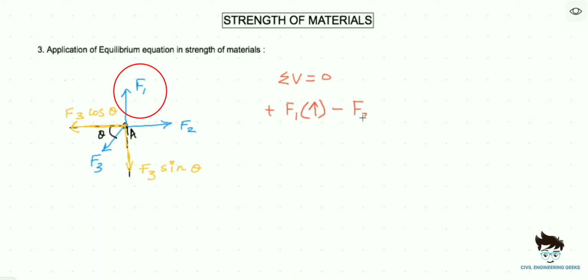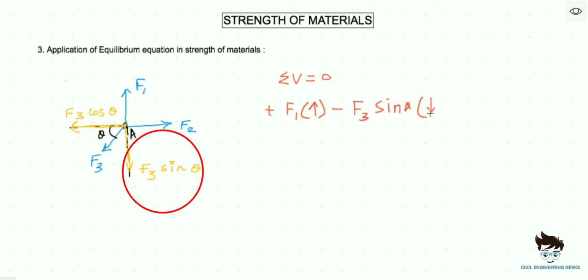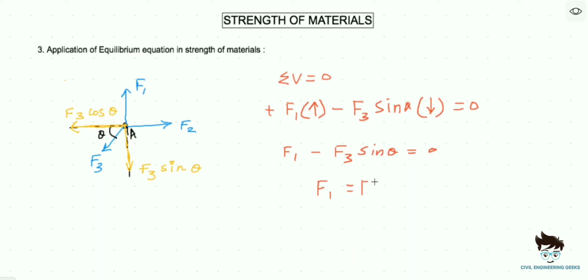So we will get plus F1 in the upward direction minus F3 sin theta in the downward direction, which is equal to 0. So F1 minus F3 sin theta equals 0. From this we get F1 is equal to F3 sin theta. We'll keep this as our first equation.